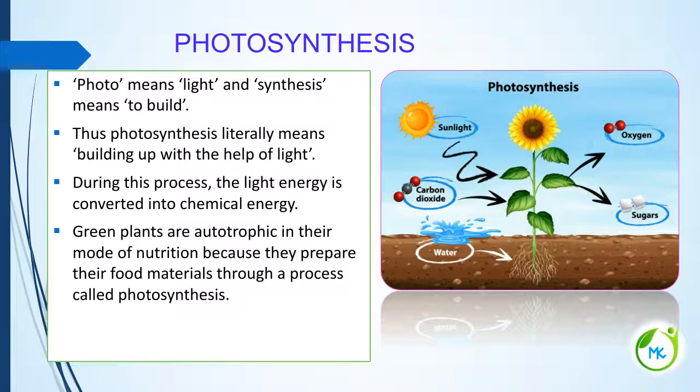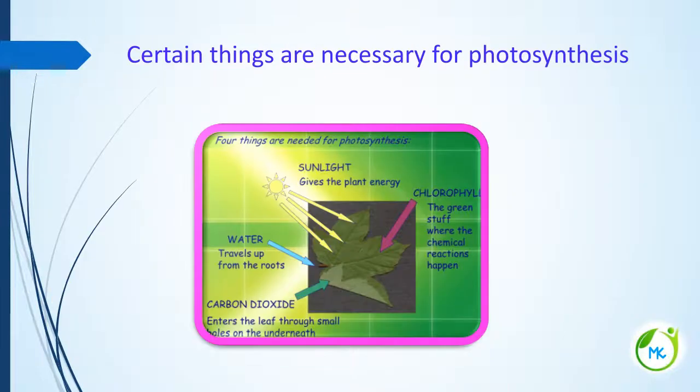Thus, the green plants are autotrophic in their mode of nutrition. What is autotrophic mode of nutrition? Preparing their own food is called autotrophic nutrition. So plants are going to prepare their food materials through the process called photosynthesis.